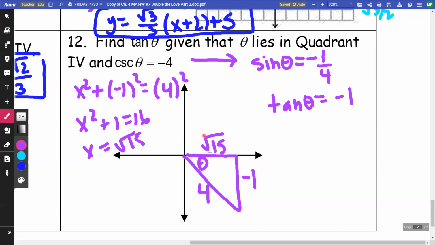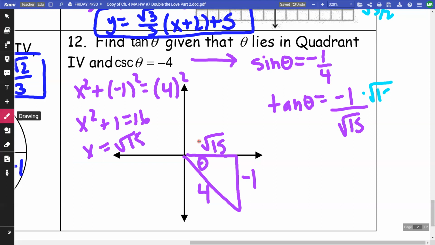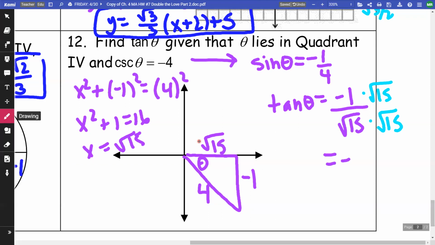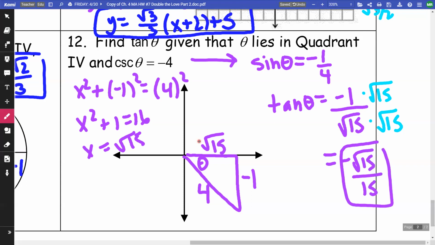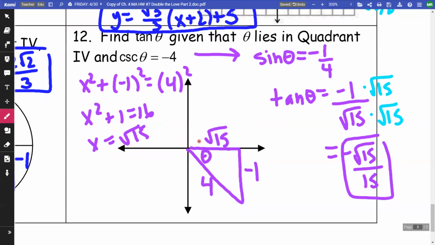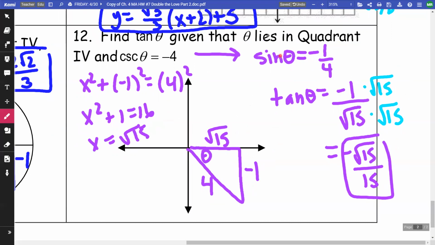And tangent of this angle is going to be opposite over hypotenuse. So it's going to be, I'm pointing to the right thing, saying the wrong word. Opposite over adjacent. So -1 over root 15. Again, we rationalize. So I'm going to multiply this by root 15, this by root 15. And I end up getting as my answer a negative root 15 over 15. And that's my tan. So hopefully going over this helps you guys a little bit before our test.